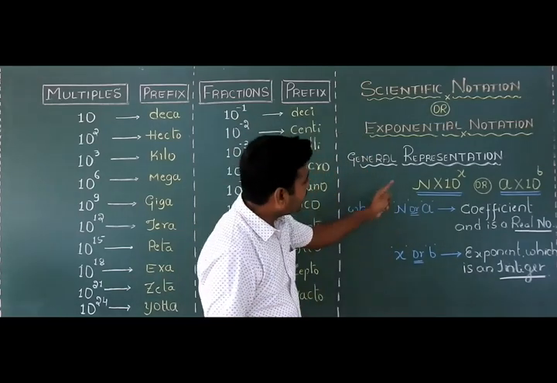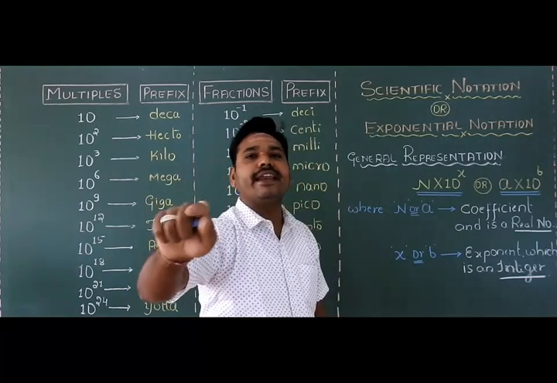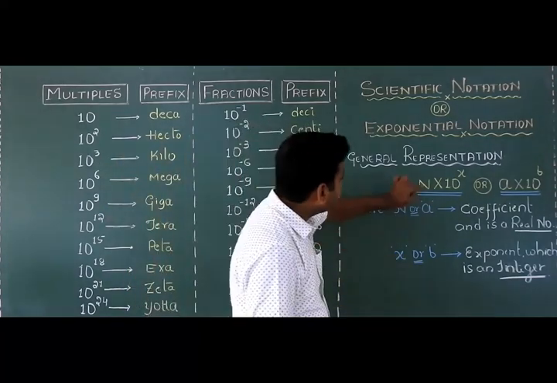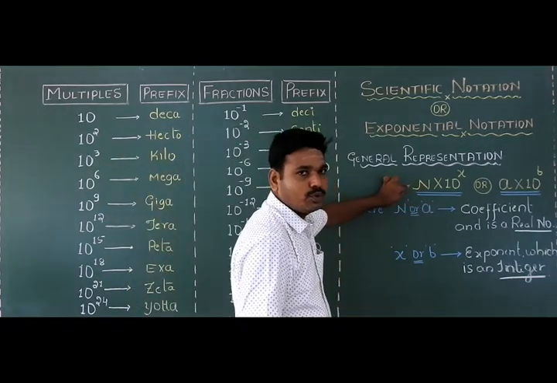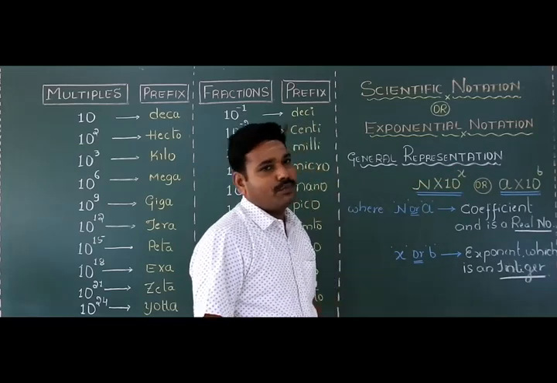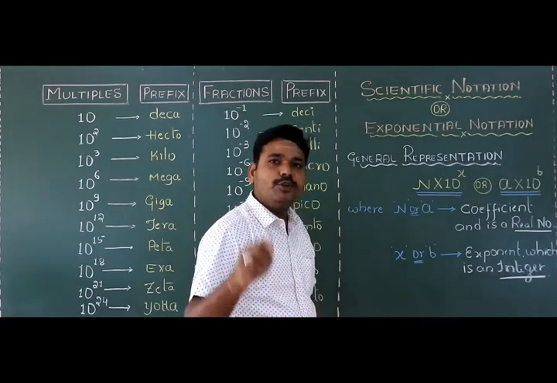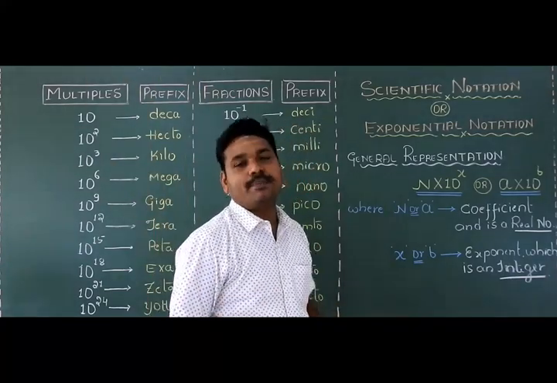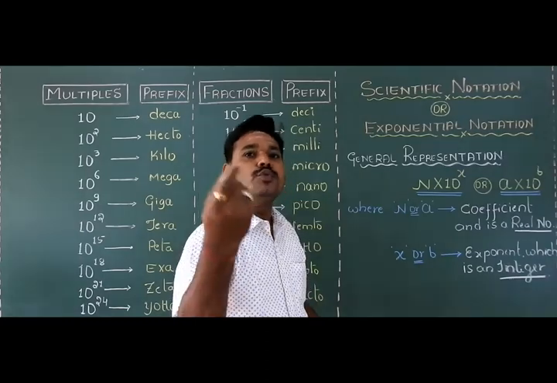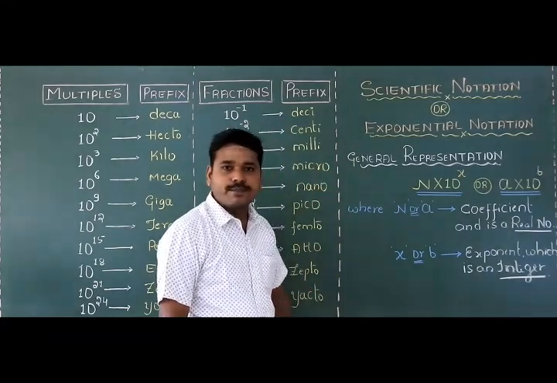Either you can use n into 10 raised to x, or you can use a into 10 raised to b. Otherwise you can use m into a raised to n. That representation is also used for scientific notation or exponential notation, students.